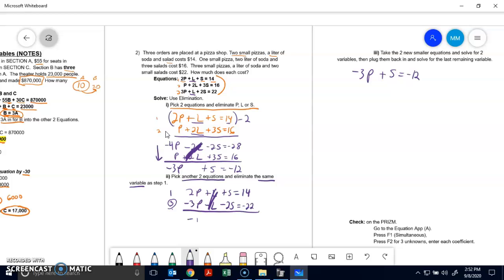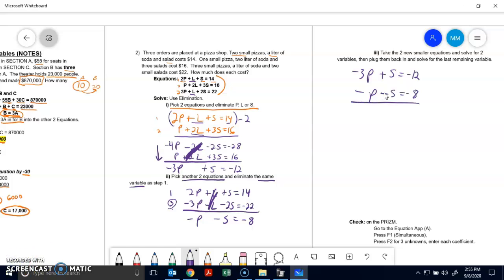Okay, so let's combine these. 2p minus 3p is negative p. 1s minus 2s is negative s. 14 minus 22 is negative 8. And so now I have my second equation. My second equation is negative p minus s equals negative 8.